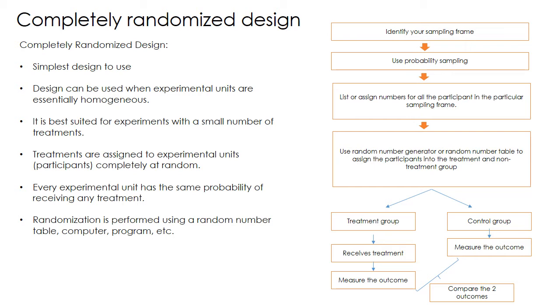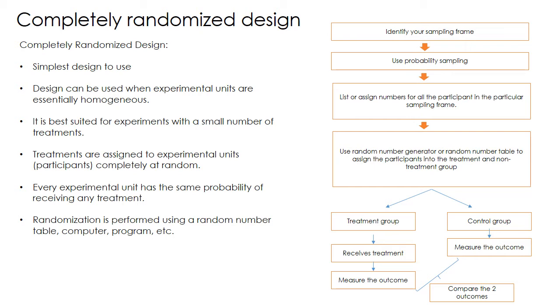Okay, so once you've selected your sampling frame, you have to take your potential sample out of it. So what we do is we assign numbers to the list of the participants, or in this case we call them experimental units, and then we take all these numbers and put them into a box and we draw out the numbers, to assign participants into the treatment or control group.